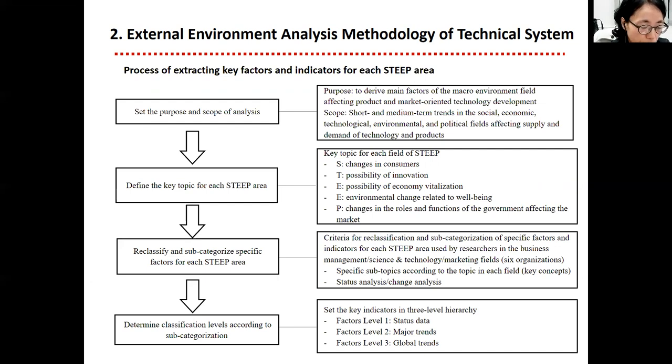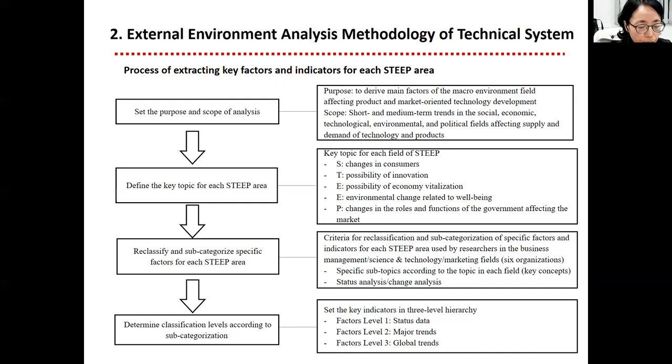The figure on this slide shows the process of extracting key factors and indicators for each STEP area. First, we establish the purpose and scope of analysis. The purpose is to derive main factors of the macro environment field affecting product and market-oriented technology development, and the scope is short and medium term trends in the social, technological, economic, environmental, and political fields affecting supply and demand of technology and products. And we define the key topic for each field of study.